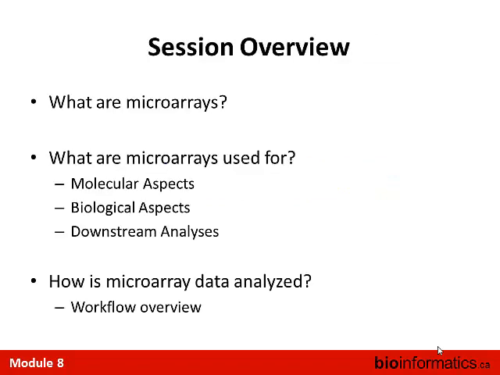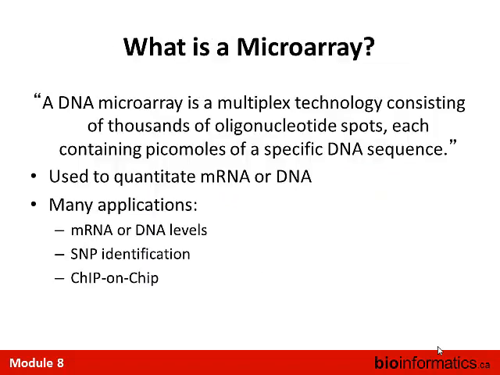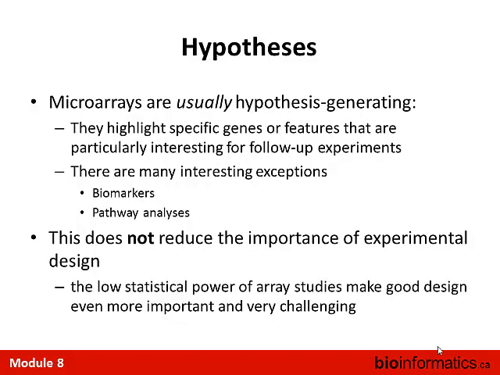We'll start off outlining what microarrays are in a bit of detail. The classic definition of a microarray is here. It's a multiplex technology containing thousands of spots, each of which contains oligonucleotides. The oligonucleotide length can vary quite a bit, and each of those spots contains picomoles of the oligonucleotide for a specific sequence. Most classically, we use it to quantitate RNA, but it's also equally useful to do DNA, and the applications are very varied.